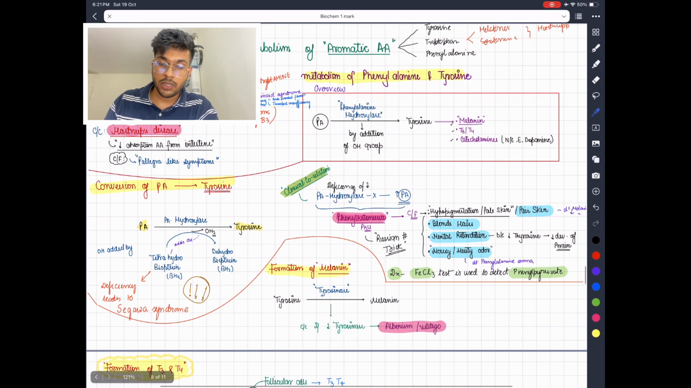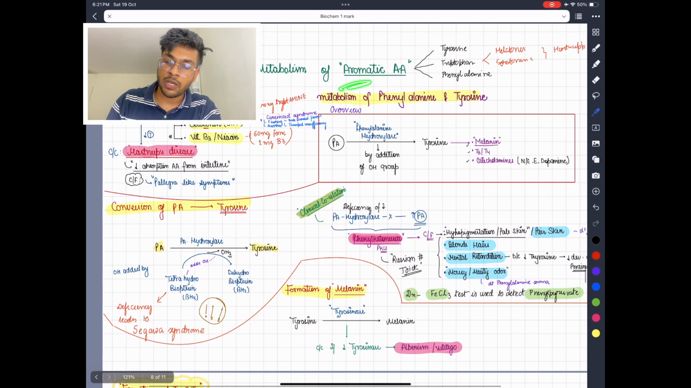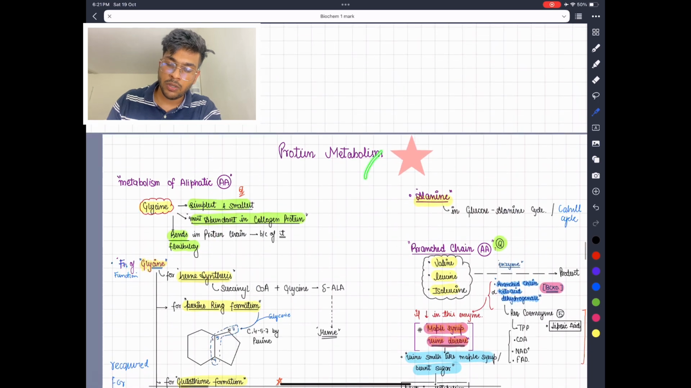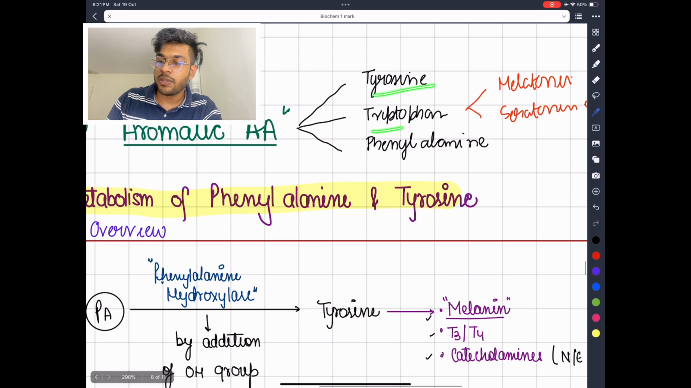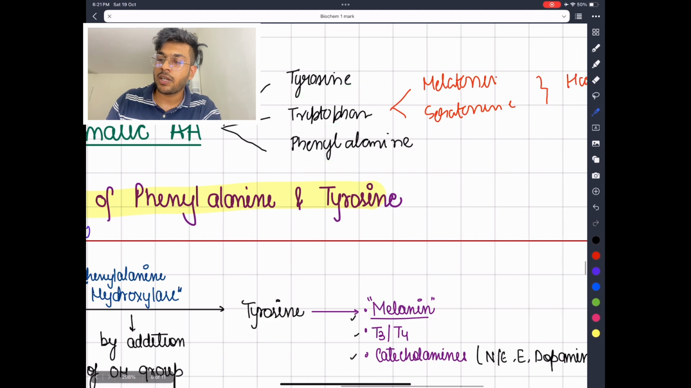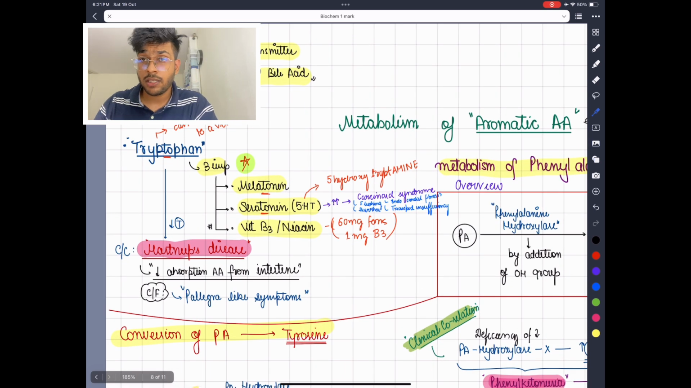Okay, moving forward, now we finished glycine and branch chain. Now we're moving into aromatic, because these were aliphatic above. These are aromatic now. The ones which have an aromatic smell will be tyrosine, tryptophan, and phenylalanine. Tryptophan in turn gives rise to melatonin and serotonin, which I'll go into depth now. So tryptophan can be used in production of 3 things: melatonin, serotonin, and vitamin B3.